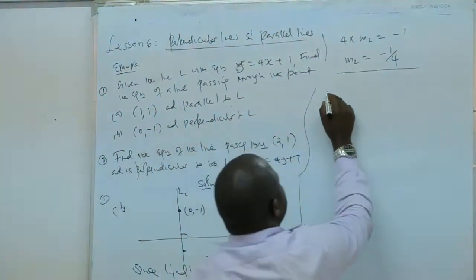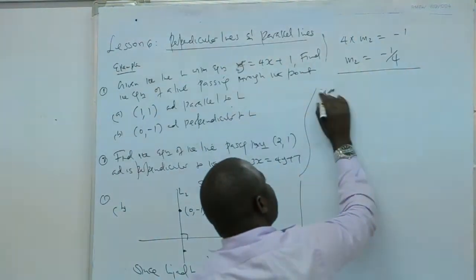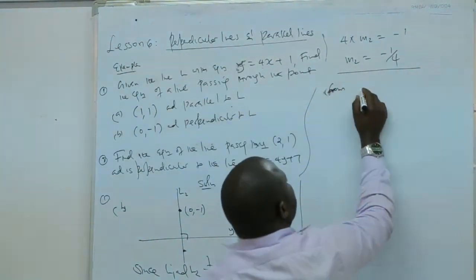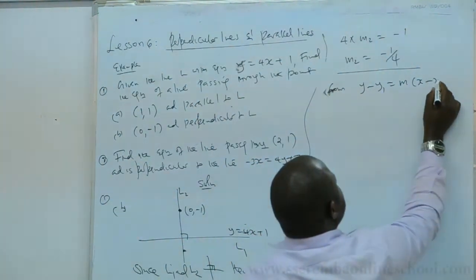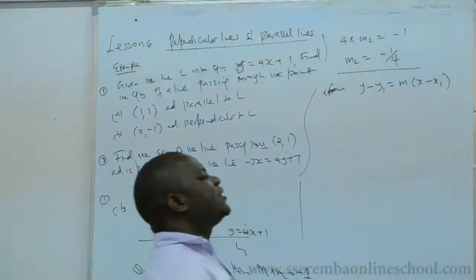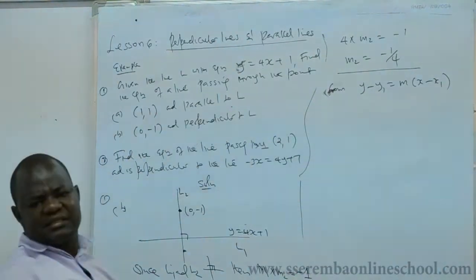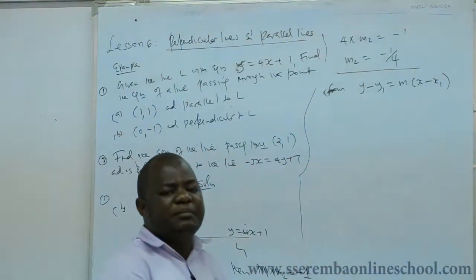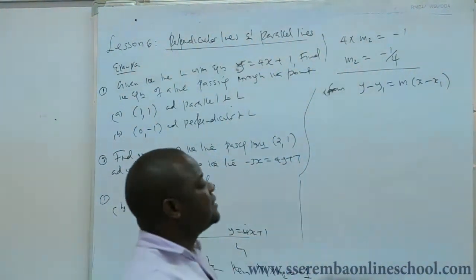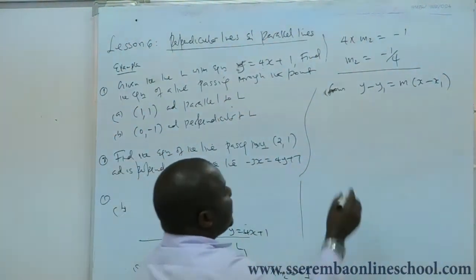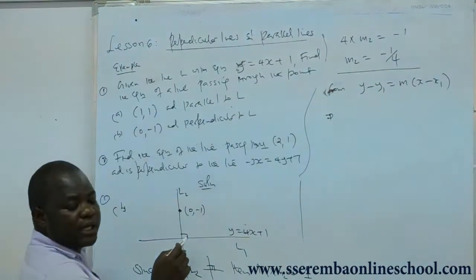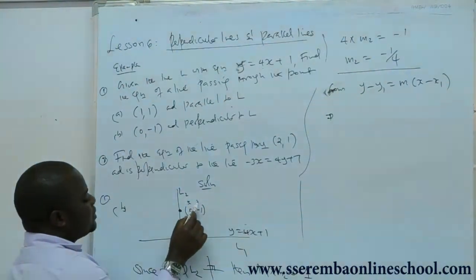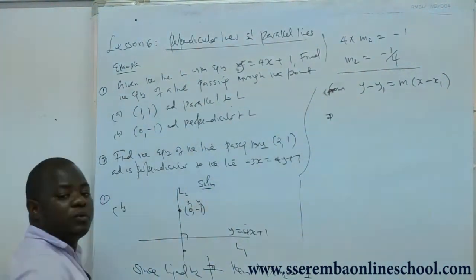So use y minus y1 equals m times x minus x1. I don't use the other method of finding the intercept because it is just lengthy. I'm just lazy, but that method is also there. This is the simplest we can use. So in this case, call this one x, come back and look here, you see this one. So you call them x1, y1.